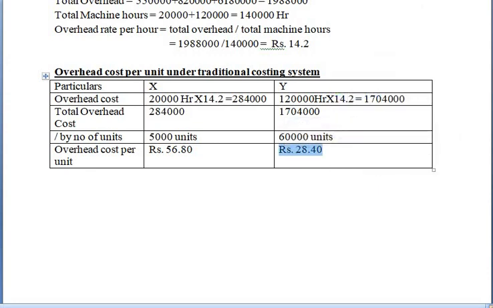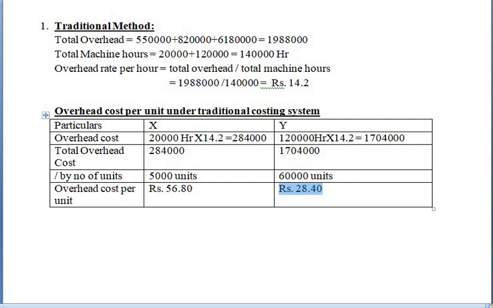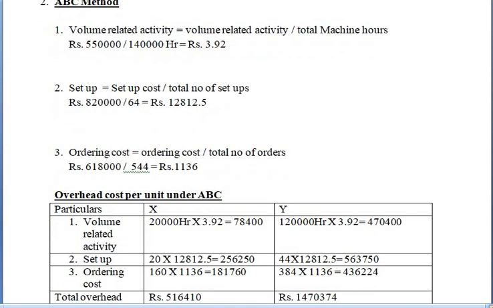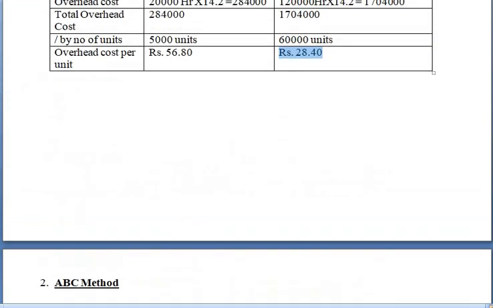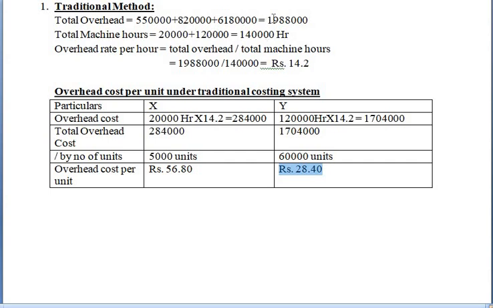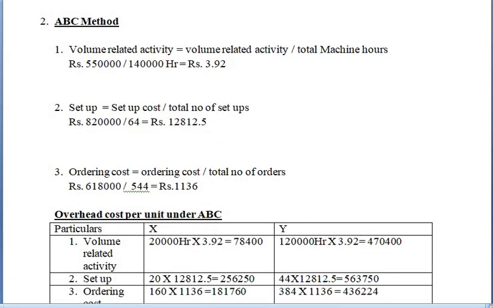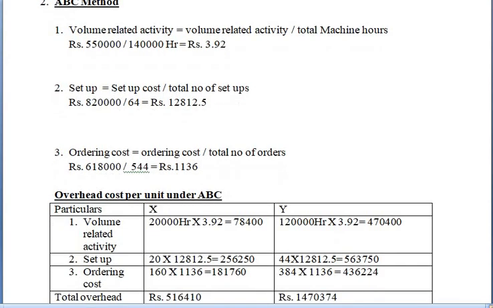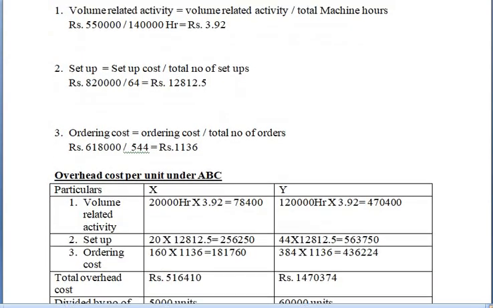So this is traditional system and this is activity based system. In traditional system, the total cost is based on machine hours. But in ABC system, you have to allocate the cost based on activities. This is ABC method.